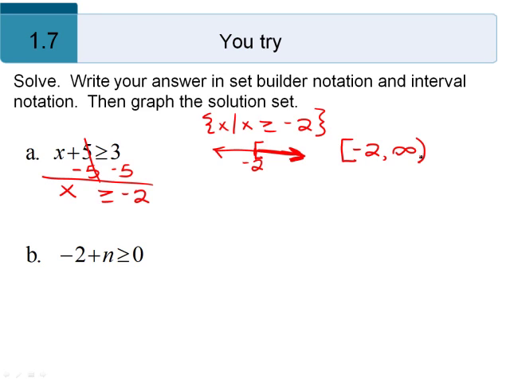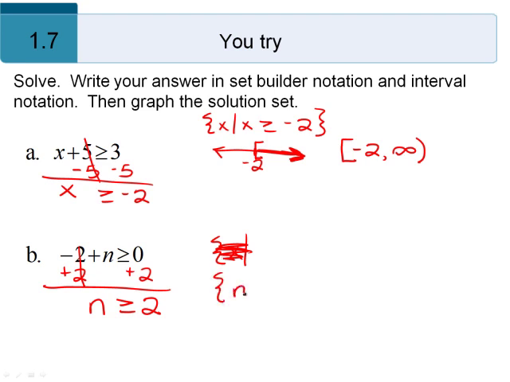Okay, let's look at letter B. To get n by itself, we need to get rid of the -2. So you're going to add 2 to both sides. Those cancel, and n comes down, and it's greater than or equal to 2. So, once again, set builder. Oops, you know what I did wrong? I don't have an eraser, so you got to get over that. It's n. So we have to use n such that n is greater than or equal to 2.